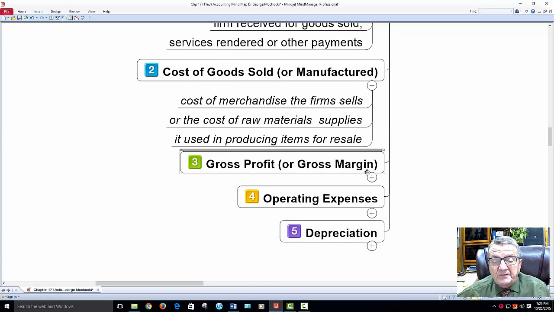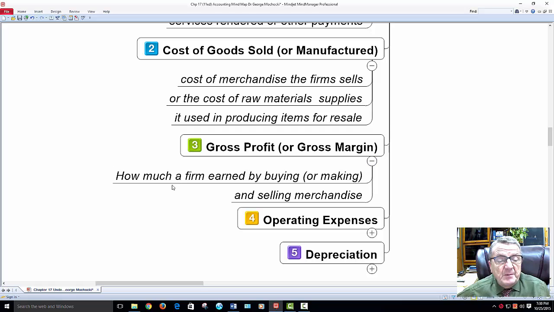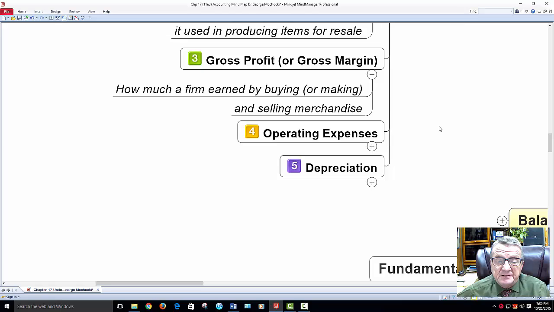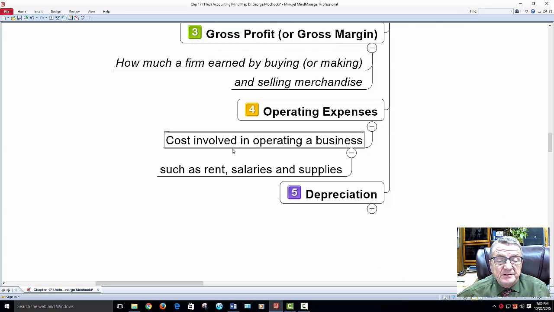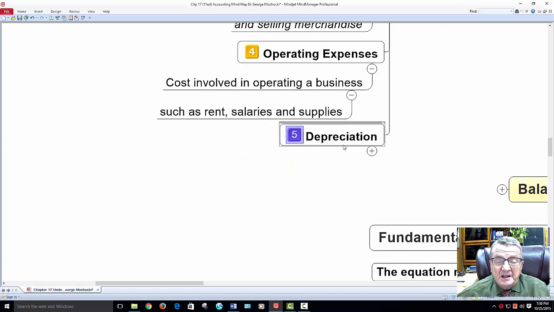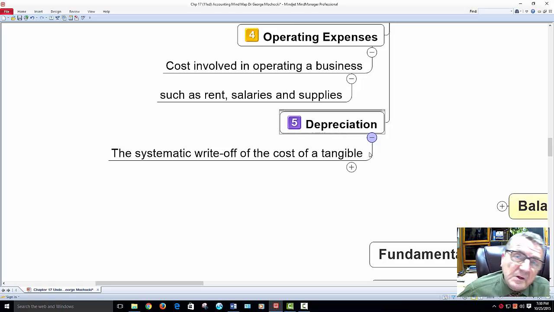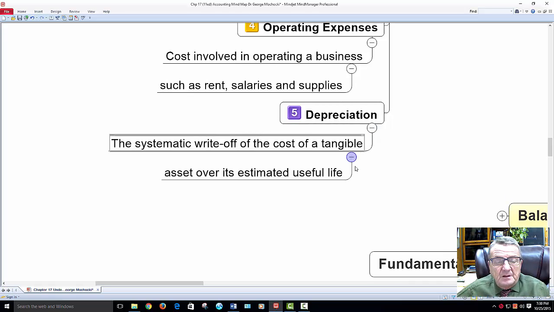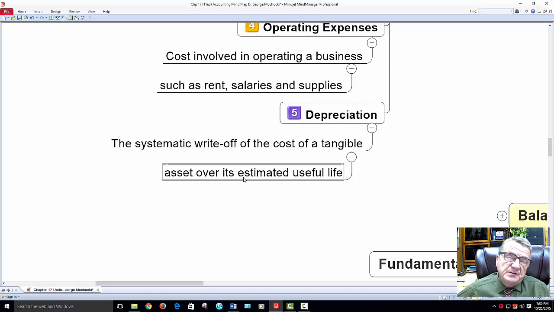Okay, then we have gross profit or gross margins, how much a firm earned by buying or making and selling merchandise. And we've got operating expenses, costs involved in operating the business, such as rent, sales, and supplies. And then we have depreciation. Depreciation is an economic term, a systematic write-off of the cost of a tangible asset over an estimated use of time.